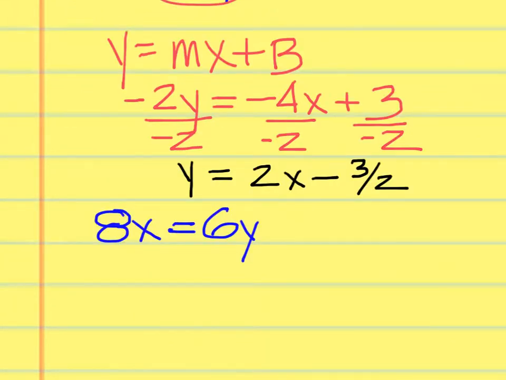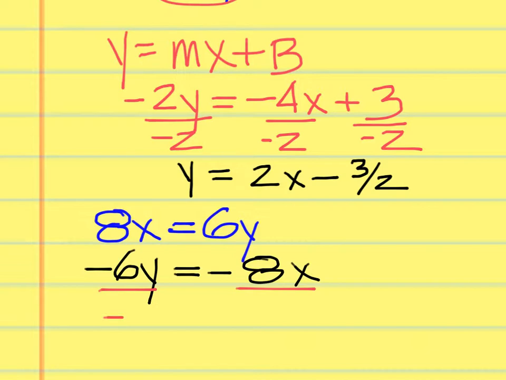You have 8x equals 6y. You want it in slope-intercept form. So your y is on the right. You want to make certain that you move that y over to the left and change the sign, and move the x term to the right, change the sign. And when you do that, you can divide each side by the negative 6.